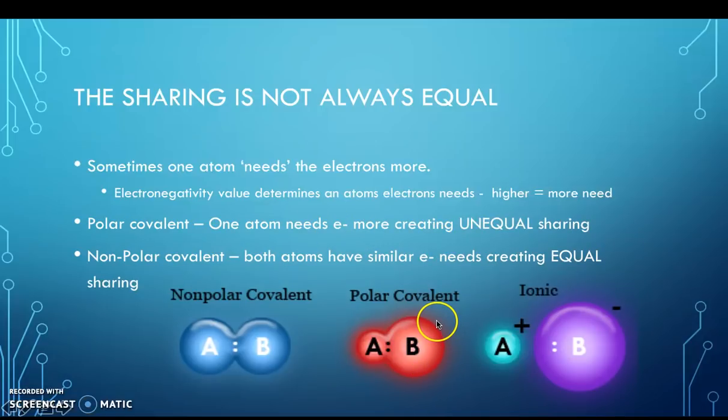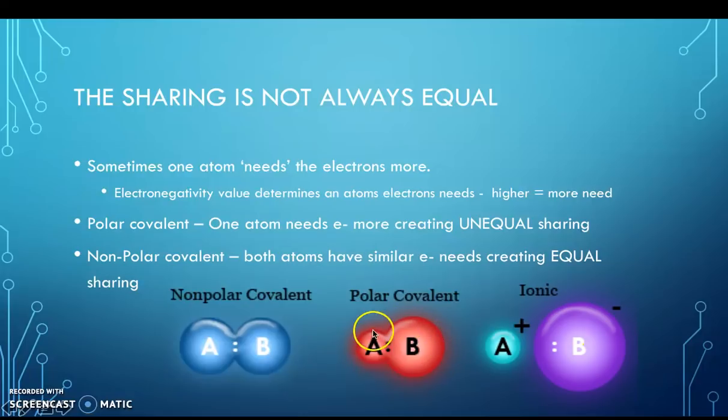If we look down at this picture, first we'll talk about the ionic. The ionic is where they're not overlapping here. These circles are not overlapping. A gave up its electron to B, which is why there are these two lone pairs here and why we have those charges. But notice their circles don't overlap. B is much bigger than A because it's taken on some extra electrons.